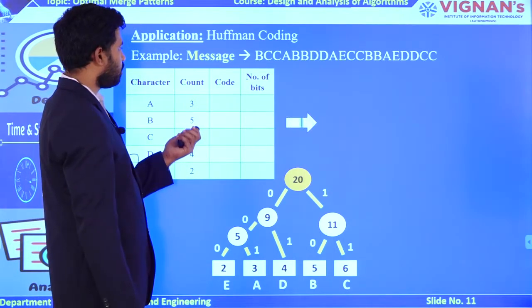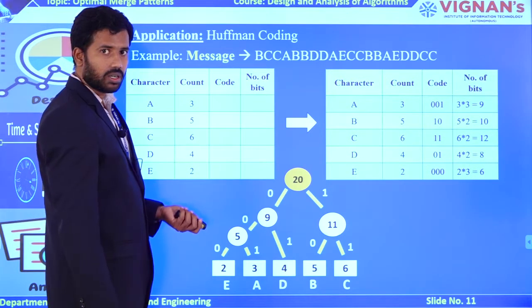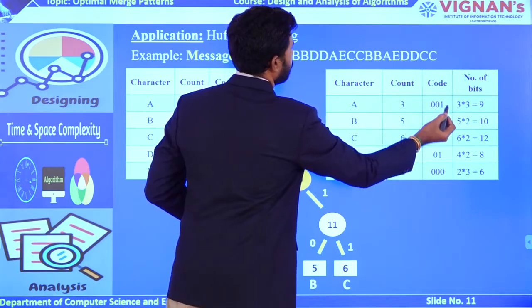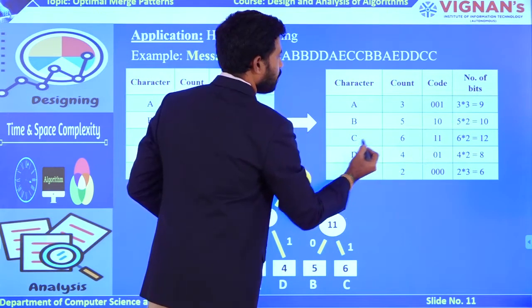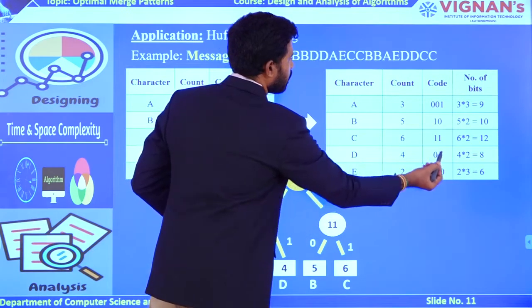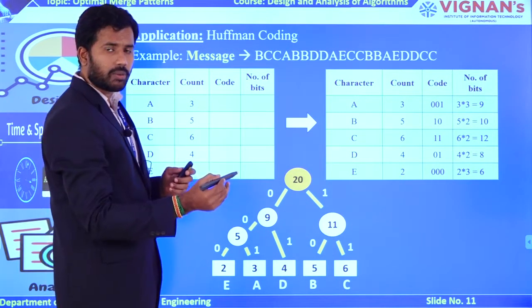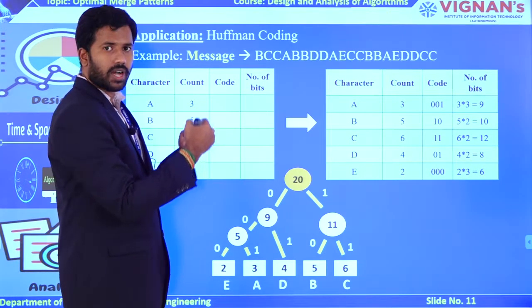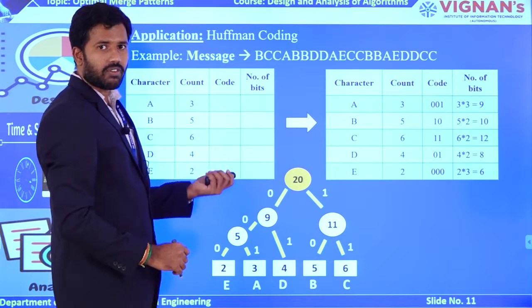Ultimately, my table will be converted like this. So alphabet A will be converted to code 001, B will be converted to 10, C will be converted to 11, D will be converted to 01, E will be converted to 000. Likewise, I am applying my encryption. I have converted my alphabetic order of ASCII codes into the Huffman coding system. So that is nothing but a technique of encryption, right?